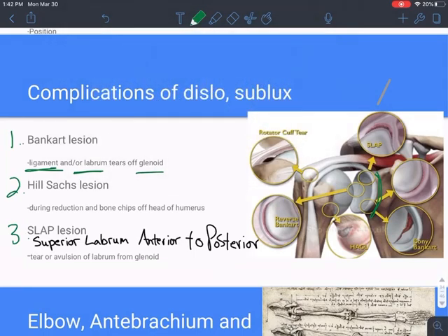Okay, so a Bankart lesion is when there's a dislocation or subluxation, there's a tear of the ligament and or the labrum, tears off the glenoid, which in the glenohumeral joint, that's the socket. Then you have Hill-Sachs lesion, where during reduction a bone chips off the head of the humerus. Or you could have a SLAP lesion. SLAP stands for superior labrum anterior to posterior. And essentially, you can see it right there, the labrum tears off the glenoid on the superior aspect.